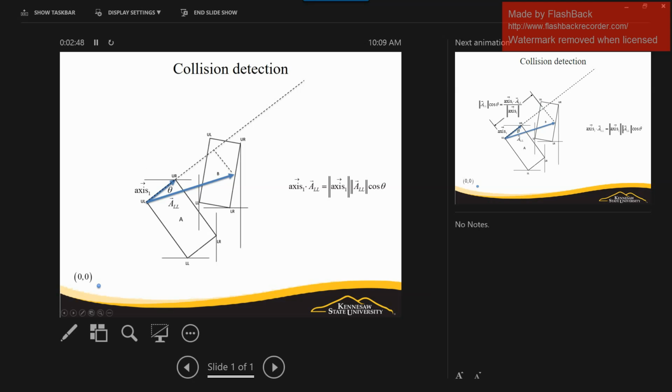well, if you look at this piece here, the magnitude of A_LL cosine theta, that's the hypotenuse times cosine of that angle. That gives you this distance here, right? If you look at a right triangle here. So this distance is the magnitude of A_LL cosine theta. That's what that distance is. And that's related through the dot product. That's basically the dot product divided by the magnitude of the other vector. Okay? So this distance here is the dot product divided by the magnitude of axis 1.